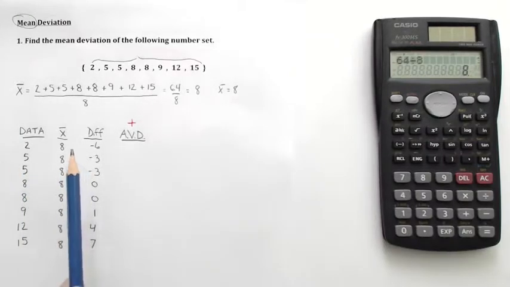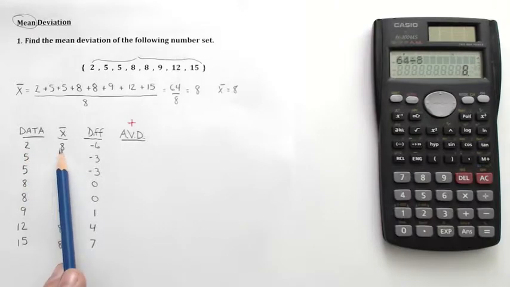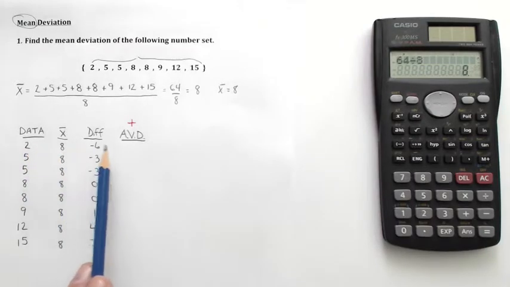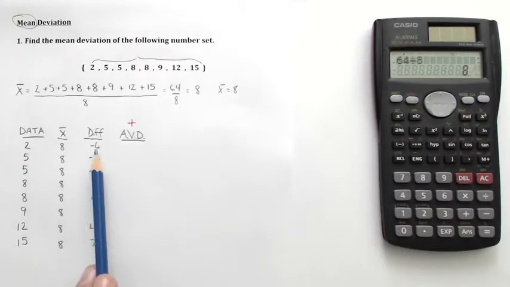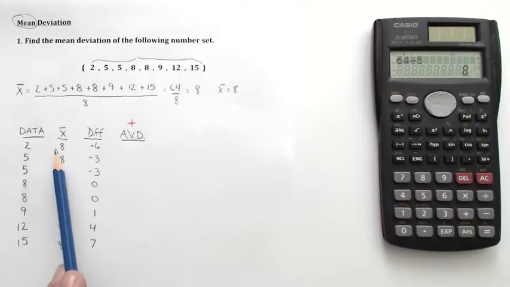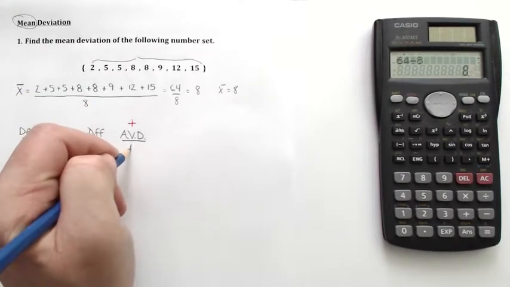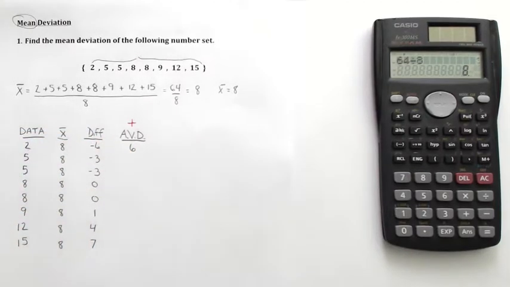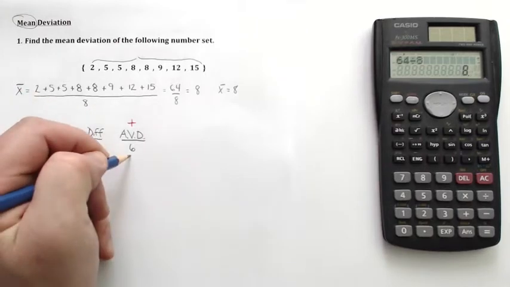And the reason is we don't care whether the 2 is 6 below 8 or 6 above 8. We just want to know how far away, how many spaces are between the 2 and the 8. And the answer is 6. We know that 2 is smaller than 8, so 2 minus 8 is negative 6. But when we're calculating the mean deviation, we want that 6 to be a positive. All the numbers, in fact, must be positive numbers.